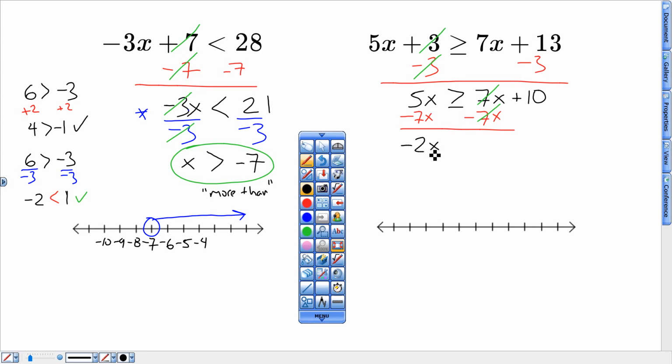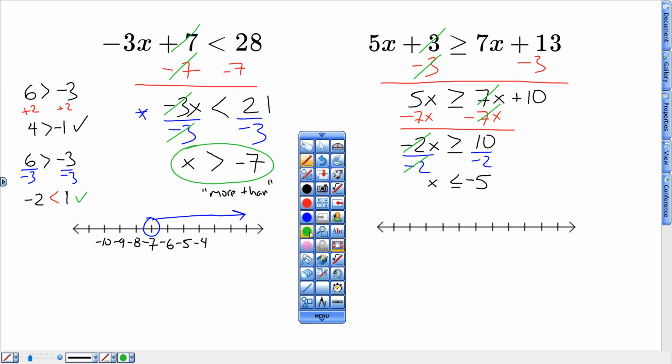I could show you how to use the calculator for that. More than or equal to 10. And then right here, I'm dividing by this negative 2. Since I'm dividing by a negative 2, I have to make sure I flip around my inequality. I have to switch it around. 10 divided by negative 2 gives me negative 5.